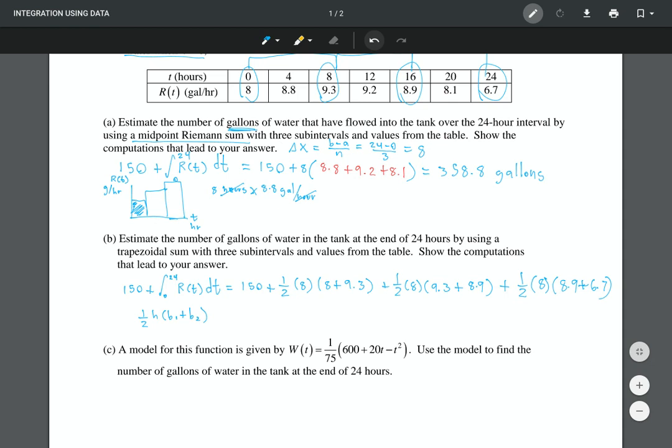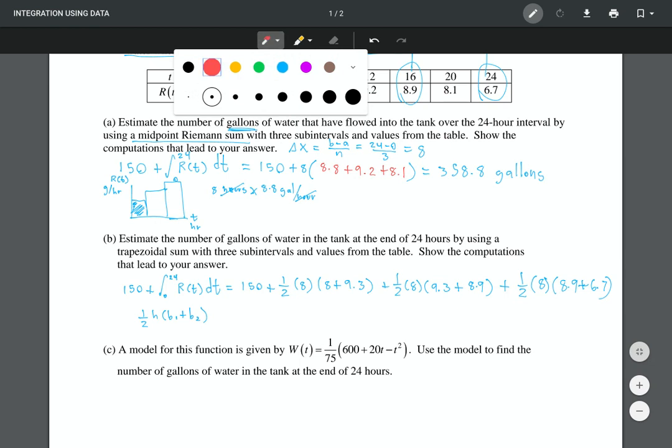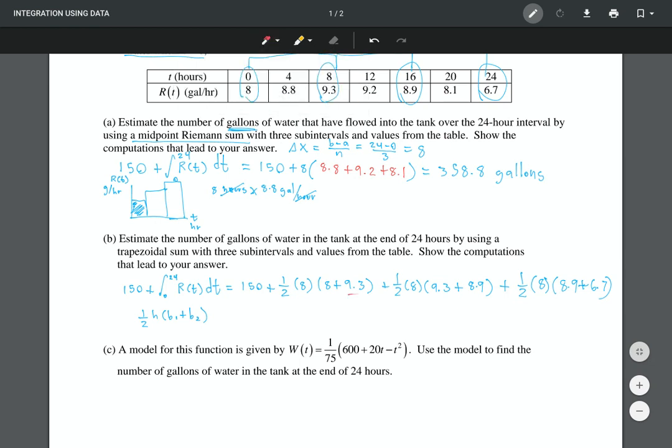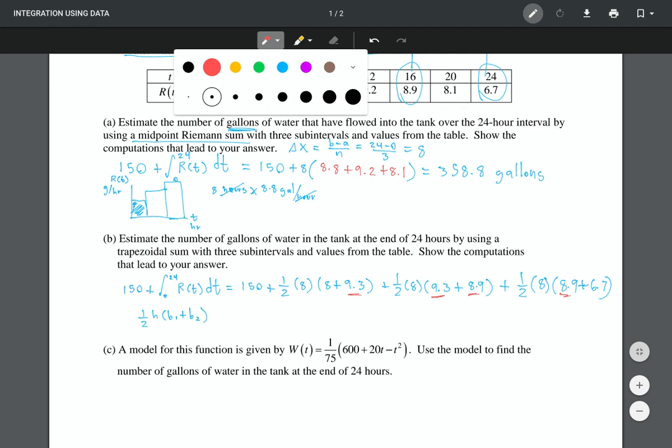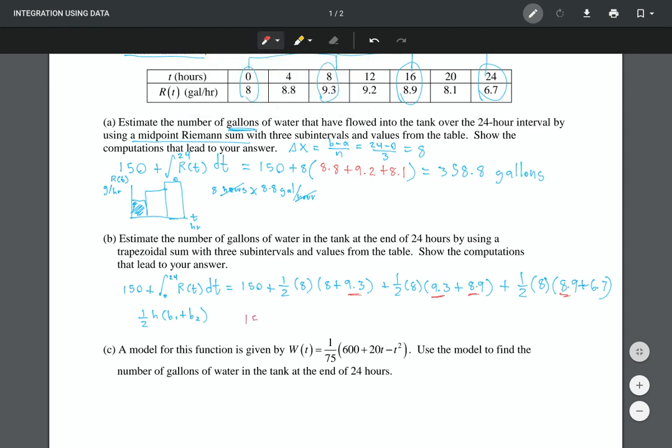All right. Normally the formula is going to look like this. So just be aware that what happens here is that these numbers repeat: 9.3 repeats, 8.9 repeats. So normally the way you could write it, if you factor out, notice that all of these have a common factor of 1/2 and 8. So you could have written this like this also, and that would have been just fine.